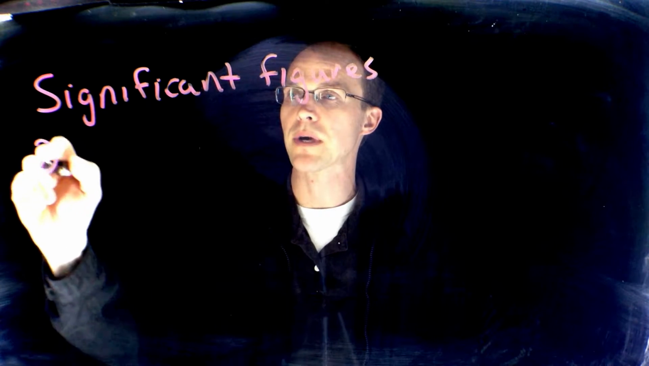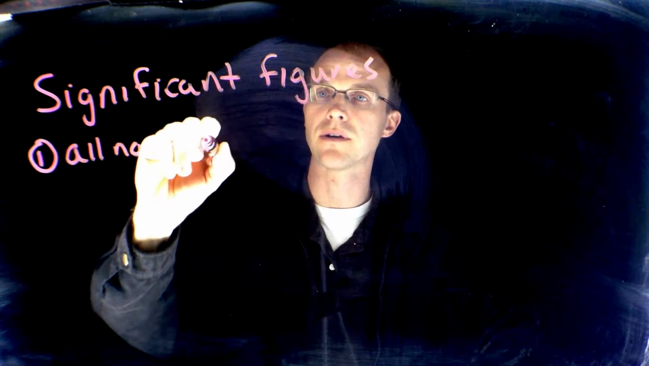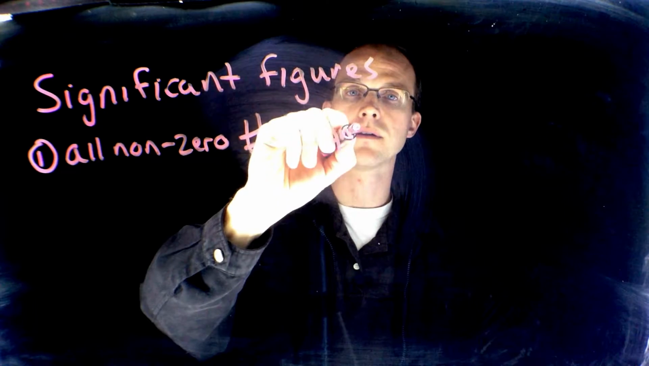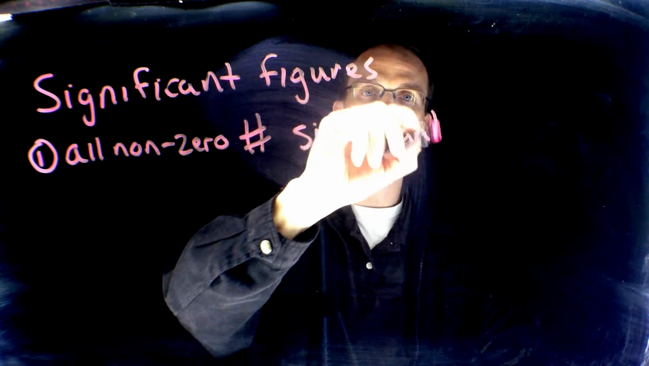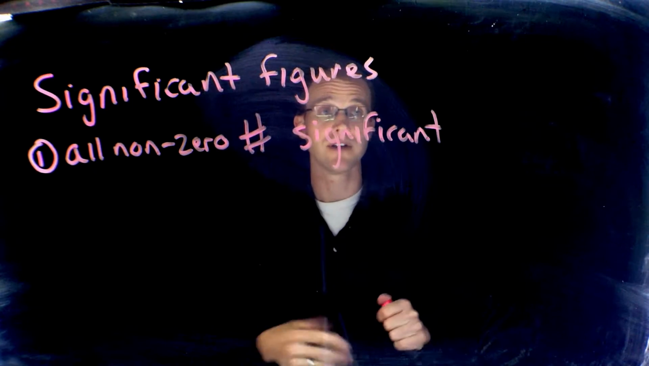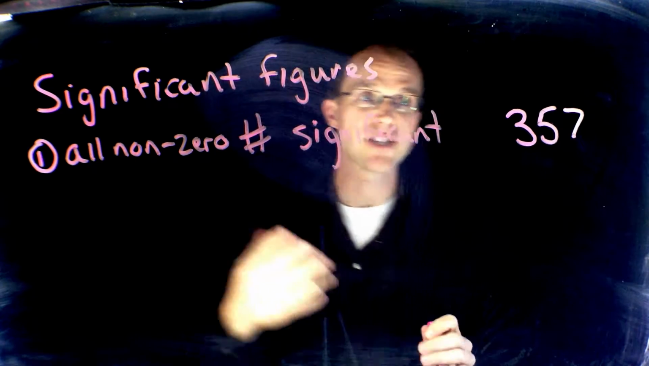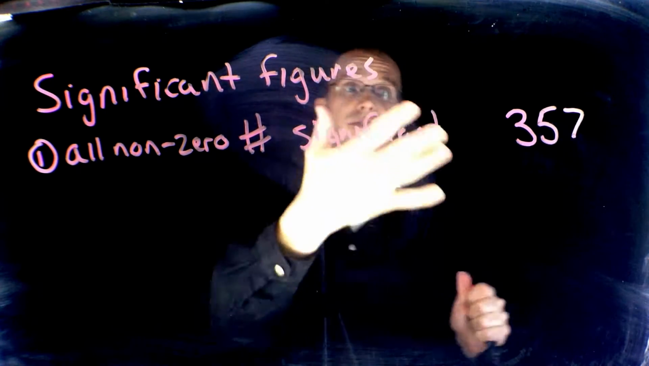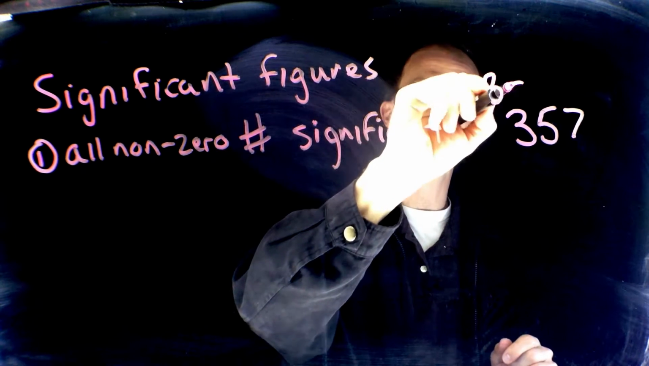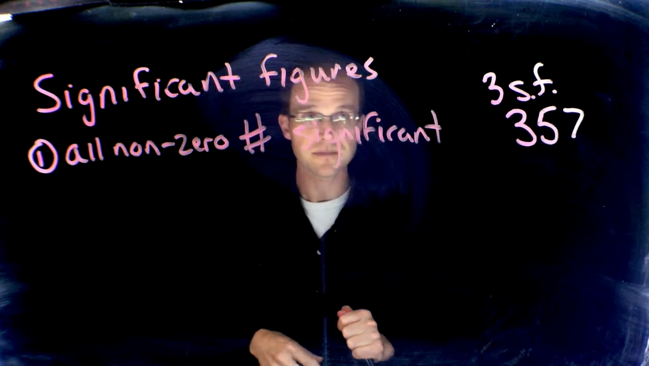The first rule is pretty easy: all non-zero numbers are significant. What does that mean? It says that somebody actually went out and measured that number. So if we have a number like 357, someone actually went out and measured the 300, they measured the 50, they measured the 7. And so we say that this number has 3 significant figures, SF for short, significant figures.